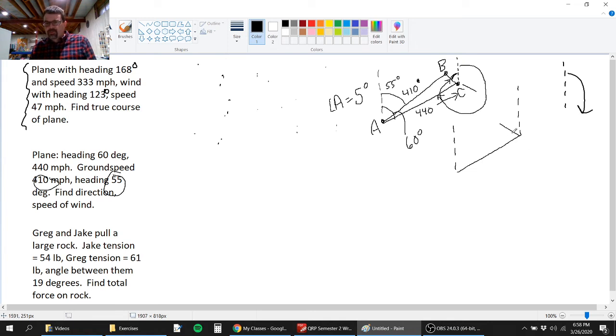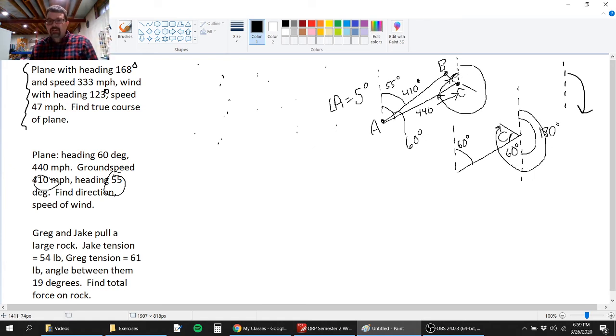So if we can figure out this angle, and we know that this is 60. All right, well, if this is extended down, that means this is 60. And this much we know is 180. And if we know angle C, well, then we can add up 180 plus 60 plus angle C, and that would give us our total heading for the wind all the way around.